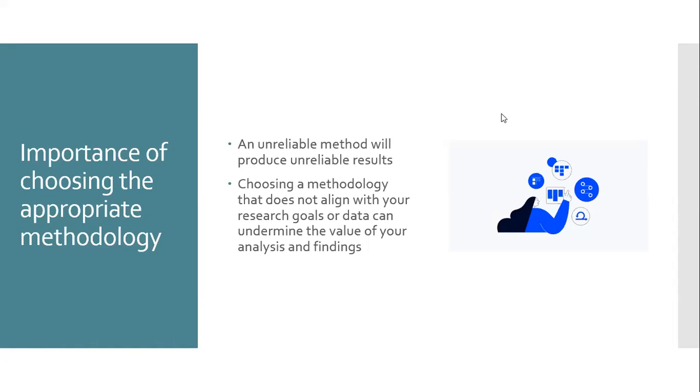And that's because maybe one way or the other, your methodology was unreliable. You didn't think clearly about what you wanted to do. You really want to use the methodology as a basis, a framework for what you're going to do moving forward. And if that framework is flawed, moving forward is also going to be flawed. So you want to make sure that you're choosing a methodology that aligns with not only your research goals, but also the data that you are able to collect.